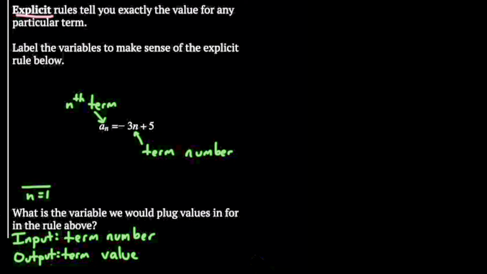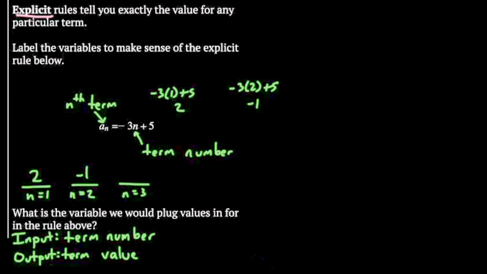Like the first term is when n equals 1. If I plugged 1 in here, that would look like negative 3 times 1 plus 5, which would be 2. If I plugged in n equals 2, that would tell me the second term, so that would look like negative 3 times 2 plus 5, so that'd be negative 6 plus 5, which would be negative 1. If I plugged in n equals 3, that would tell me the value of the third term, and that work would look like negative 3 times 3 plus 5, so negative 9 plus 5, which would be negative 4. And let's just do one more. If n equals 4, we could plug 4, and I'll do that over here. So negative 3 times 4 plus 5, so this would be negative 12 plus 5 would be negative 7.